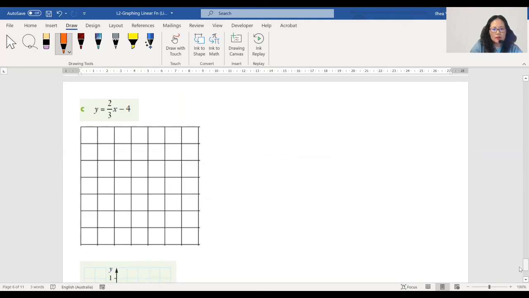So I'm going to have my y-intercept is -4. So it's going to start from -4. And then my gradient is 2/3. Now it's already in the rise over run form, so I don't have to worry about it. And my x-intercept is when y equals 0. So I'm going to put 0 equals, I'm using this right now, 2/3 x -4.